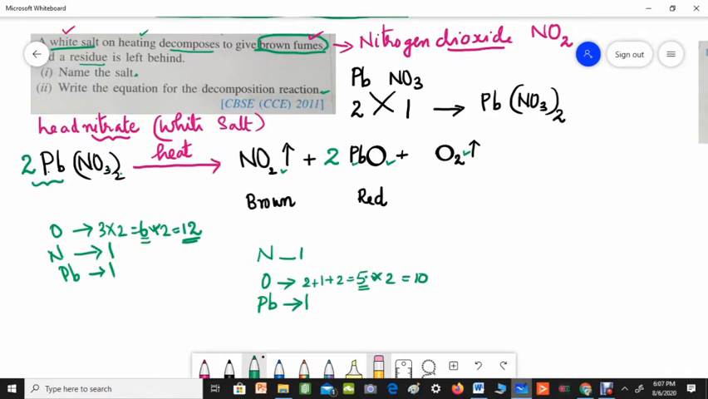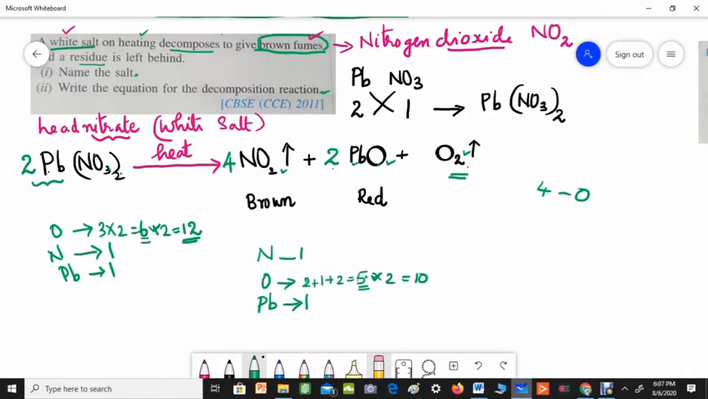Now oxygen will be here 2, and on the O2 side it is 2, so 2 plus 2 it is 4. So there are 4 oxygen now, and the remaining we can put on the NO2 side. We need 8 more oxygen atoms. I am putting 4 over here. So 4 into 2 it is 8. 8 plus 2 is 10, 10 plus 2 is 12 oxygen atoms. So the total number of oxygen atoms is now balanced.